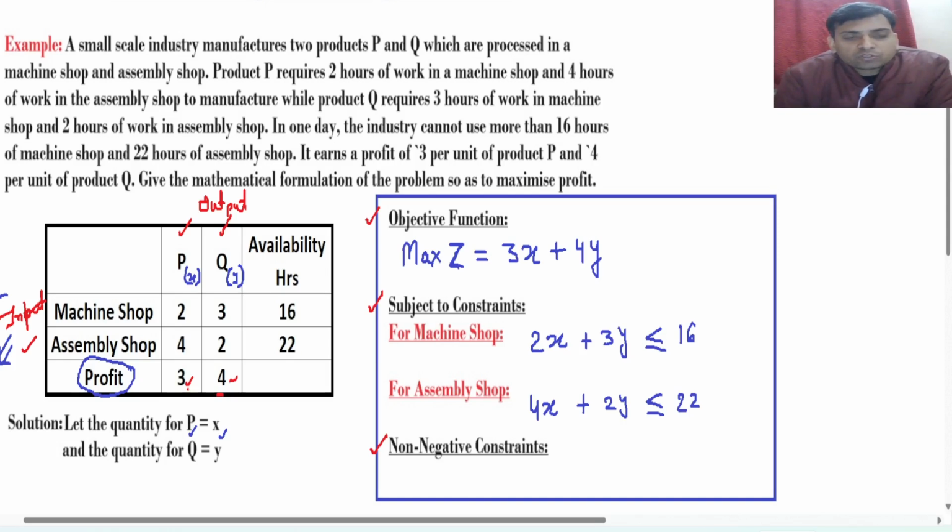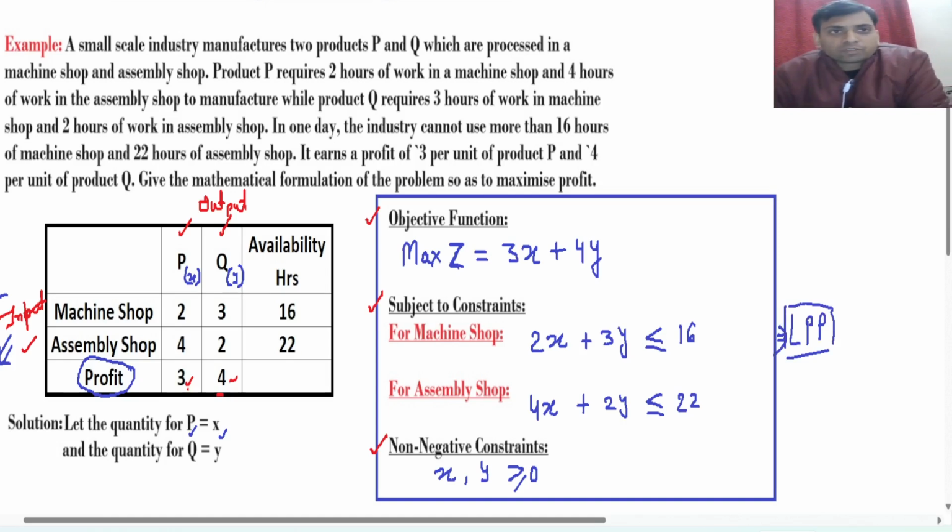Now, as we are producing two products x and y, the third constraint is non-negative constraint. When you produce any quantity, at least you will produce no quantity, this means 0 or 1 or 2, but not in negative terms. You will not produce -1, you will not produce -2. So these values of x and y are always greater than or equal to 0. These values are always non-negative. So these three things are considered as LPP. This complete formulation is considered as formulation of LPP.